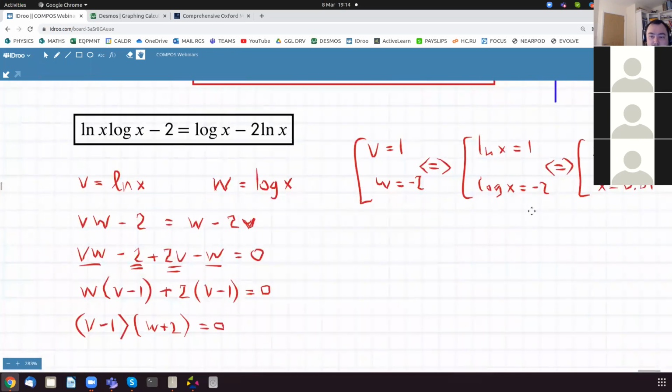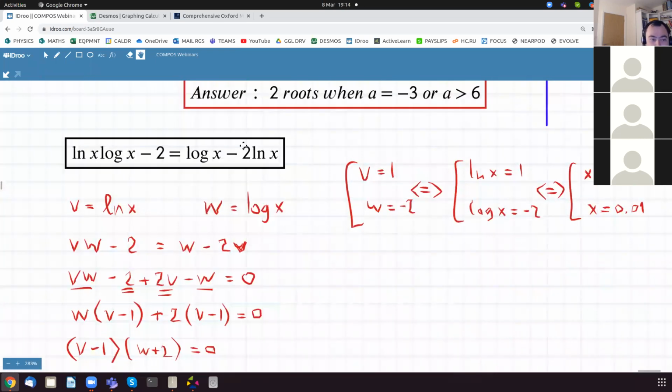You can definitely perform a sanity check, but there's only one limitation, that x has to be positive, because you cannot take a logarithm of a negative number. Therefore, x is greater than 0, and they're both greater than 0, so that fits.